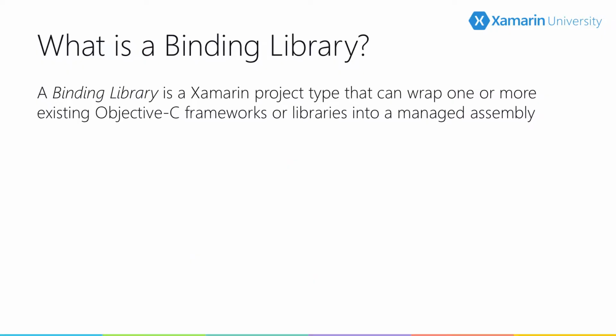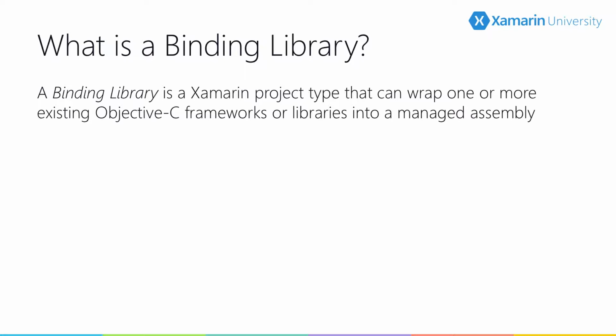The ObjectiveC code that we've just looked at is not going to serve much purpose unless we understand how to consume this. So we need to understand what a binding library is. A binding library is a specific Xamarin project type, which is going to allow you to wrap one or more ObjectiveC frameworks or libraries into managed assemblies. These frameworks and libraries could be from third-party providers or even ObjectiveC libraries already in use in your organization.